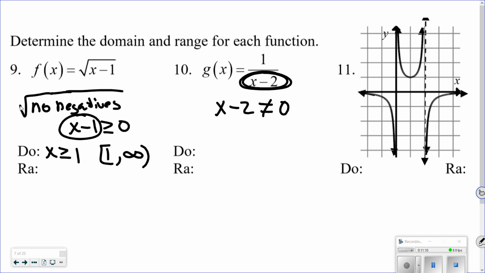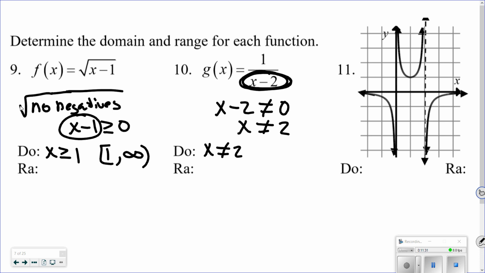I'm going to solve that. I'm going to add the 2 over. So x cannot equal a positive 2. x can be anything else. It doesn't matter. It can be negative. It can be positive. It can be 1. It can be 0. But I can't plug 2 in because when I plug 2 in, I get a 0 in the denominator. So the way I write that answer is I say x cannot equal 2.